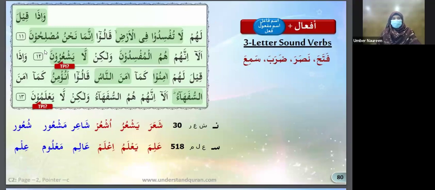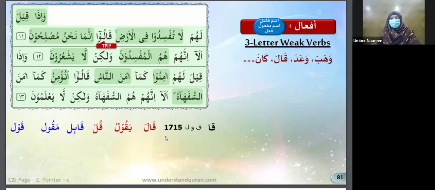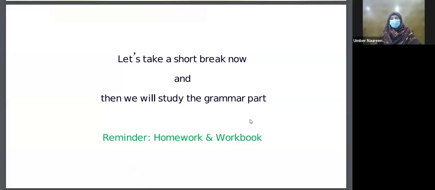And here are the three-letter verbs that we have in these ayahs. Sha'ara and alima. Sha'ara, the root letters are Sheen, Ain, Ra, and it follows the pattern of Nasara. Sha'ara, Yash'uru, Ush'ur. Sha'irun, Mash'urun, Shu'urun. Alima, already studied in QC1, Samia pattern. Alima, Ya'lamu, I'lam. Alimun, Ma'lumun, ilm. And this one is from the weak letters. Qala, yaqulu, qul. Qailun, maqulun, qawlun. The most occurring verb in Quran. Alhamdulillah. So this is the end of the lesson.